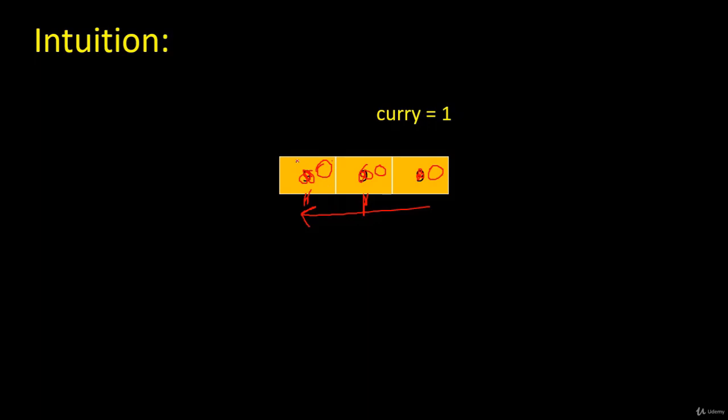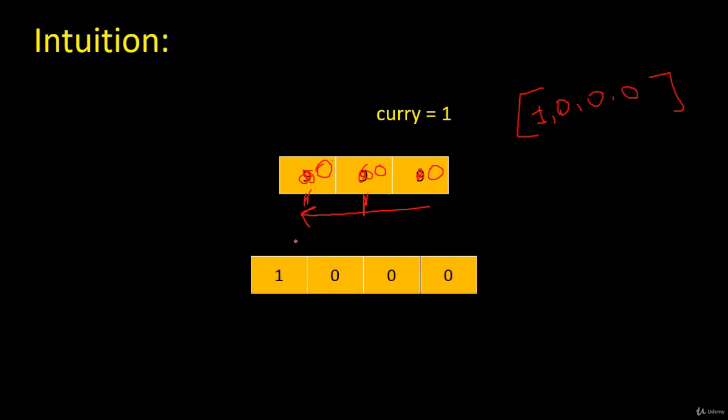Then we're going to check if we have carry equals 1, then we're going to declare a new array, and the length of the new array is the length of the given array plus 1. So the new array will contain 4 elements because this array contains 3 elements. In this case, the first element will be 1, then for the rest of the elements we're going to copy whatever values we have in our array, and that is 0, 0, 0. Okay, in this case you have to return this array.